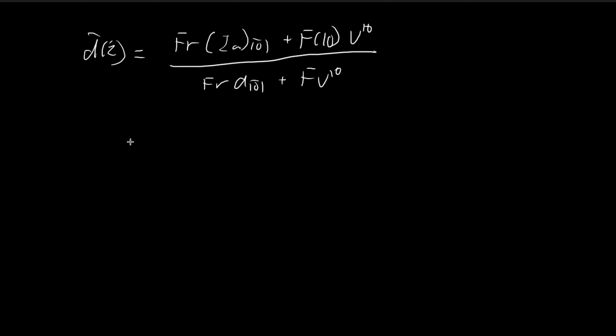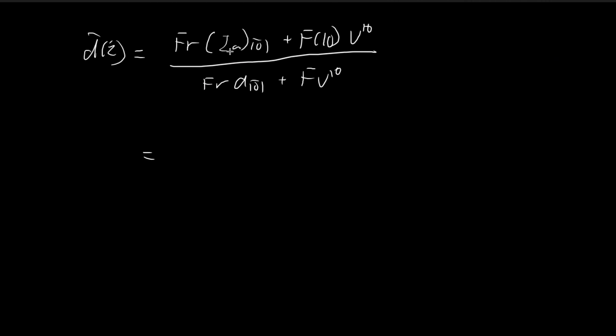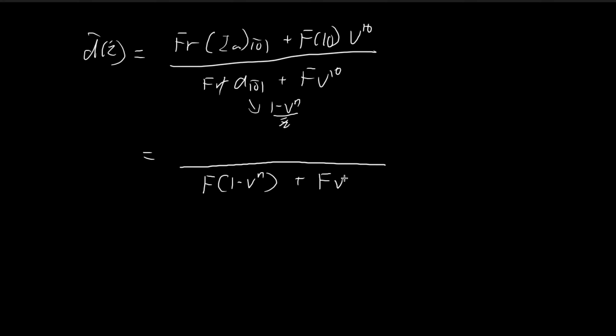Now notice that in this problem, the interest rate is equal to the coupon rate, which is 8%. This is going to help us simplify things, because for this term over here, this is 1 minus v to the power n divided by i. So this i can cancel out with the coupon rate R. So we're going to be left with F times 1 minus v to the power of 10 plus F times v to the power of 10. Immediately you can see that these two terms cancel out, which is always a good thing.